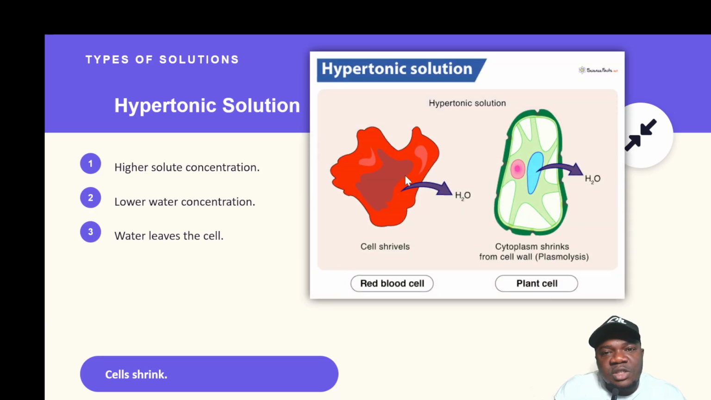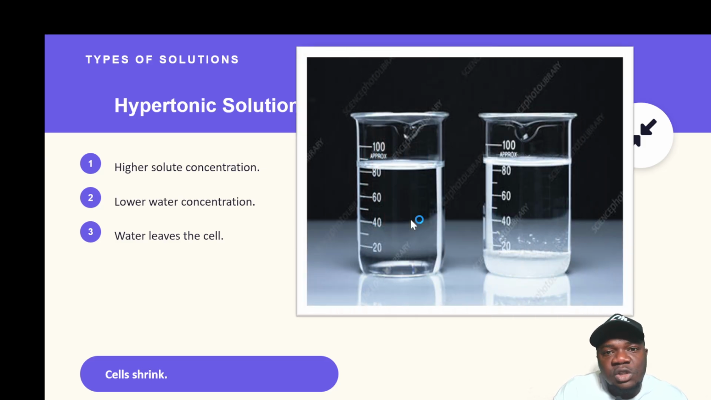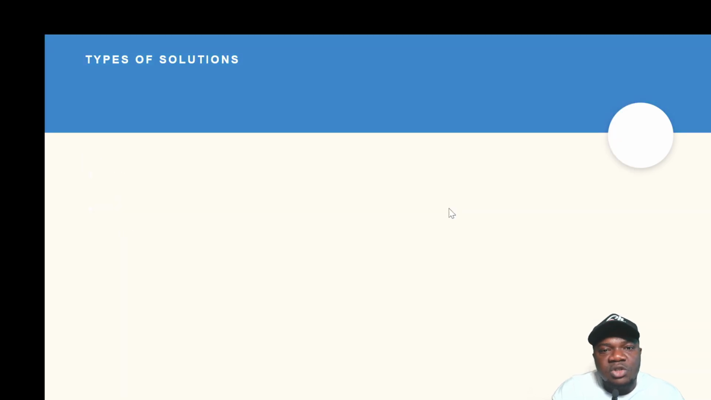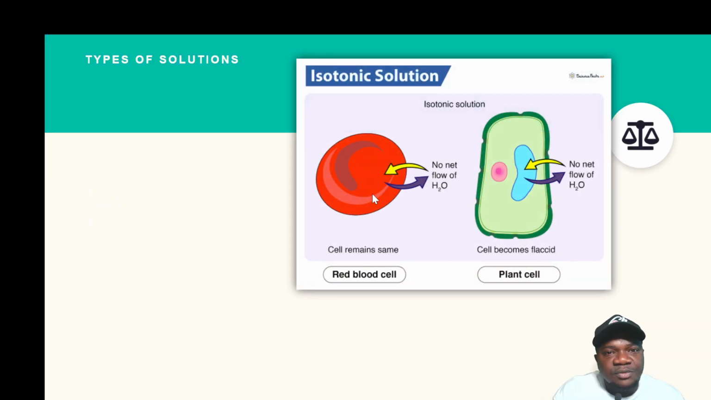So you can see this cell has shrunk because water molecules have left the cell, and look at the vacuole, it becomes smaller because water molecules have left the cell. This solution is a very harsh solution, and a good example is a solution that has a high amount of salt content or a high amount of sugar. These are examples of a hypertonic solution, which is a strong solution that affects cells.